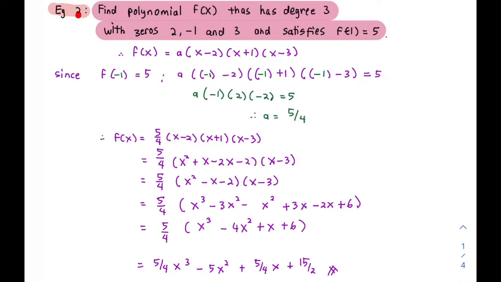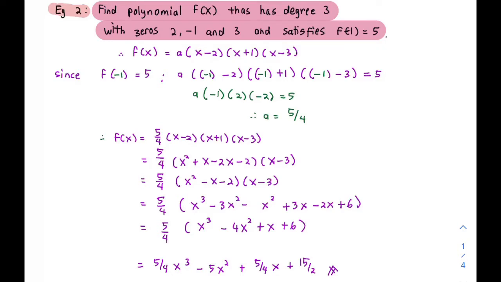Now let's look at the second example. Find a polynomial f(x) that has degree 3 with zeros 2, minus 1, and 3, and satisfies the equation f(-1) equal to 5. Okay, so let's build the polynomial first. f(x) equal to a(x minus 2)(x plus 1)(x minus 3). And don't forget to put a in front here, because a stands for the leading coefficient. So we have extra information. f(-1) is equal to 5.